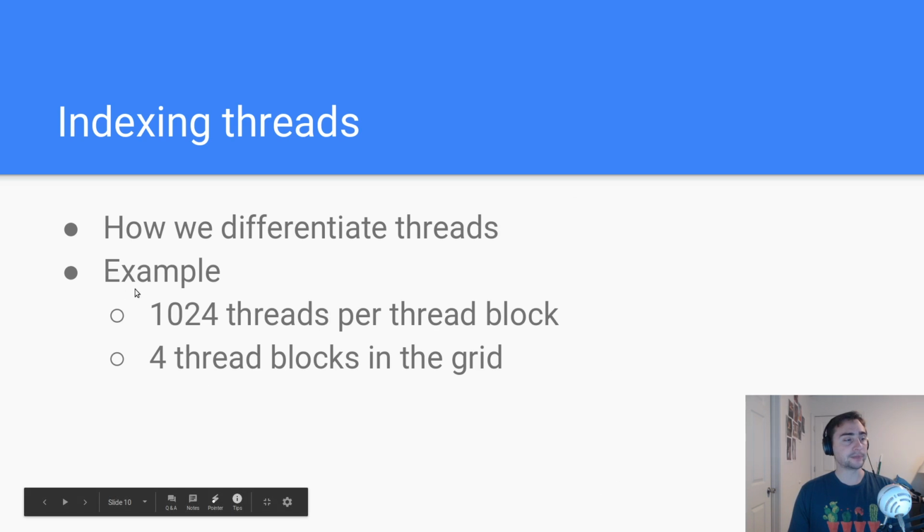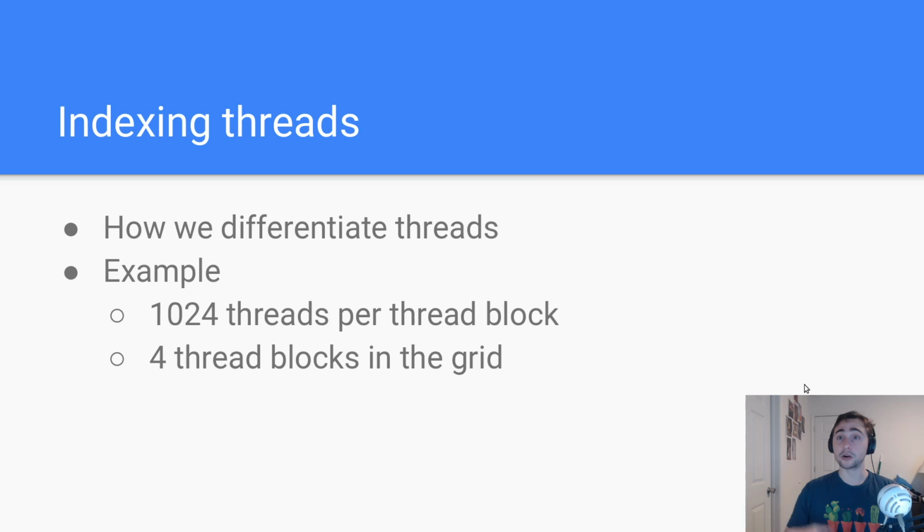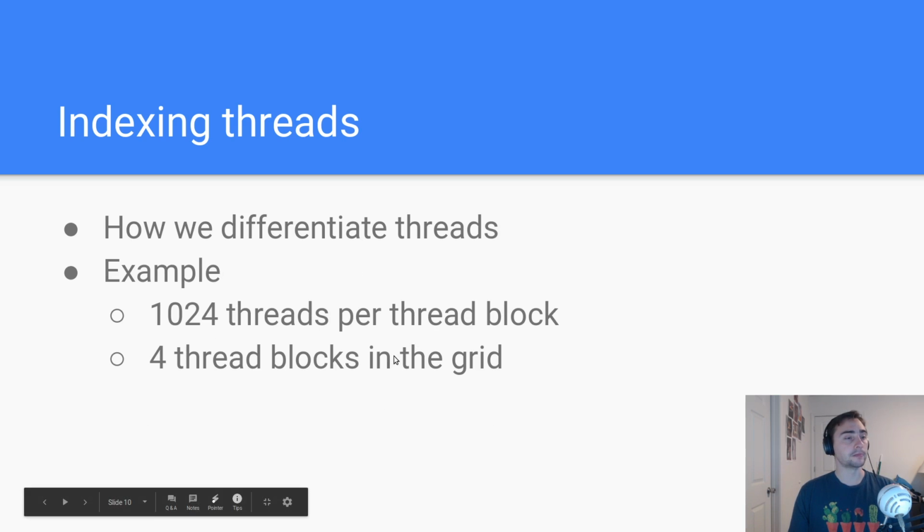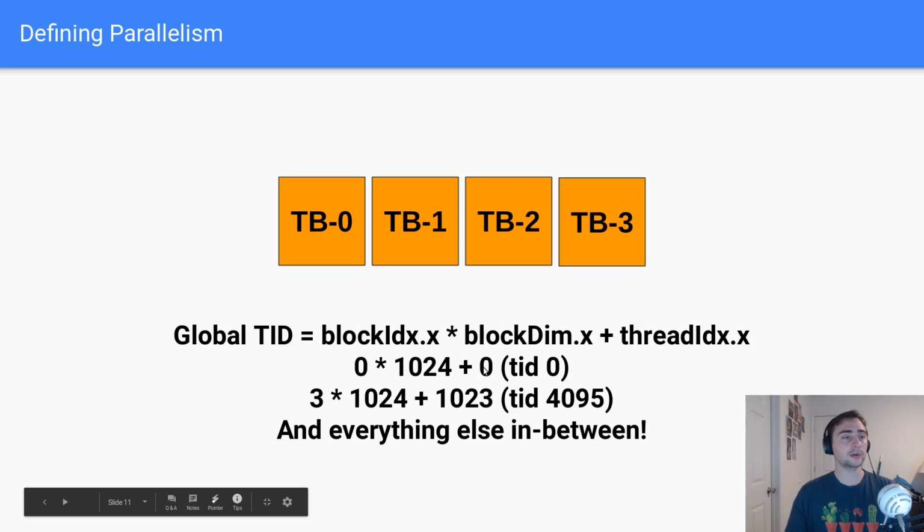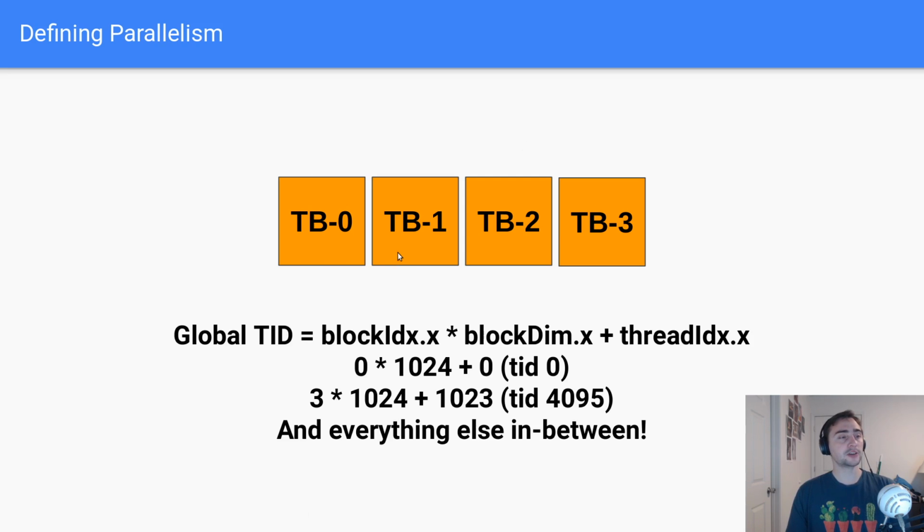So let's look at an example where we have 1024 threads per thread block, and then we have 4 thread blocks in our grid. These are the 2 programmer-defined parameters that we have for launching a kernel: how many threads per thread block and how many thread blocks in the grid. So it looks something like this. How do we differentiate between the 1024 times 4 threads within this entire grid?